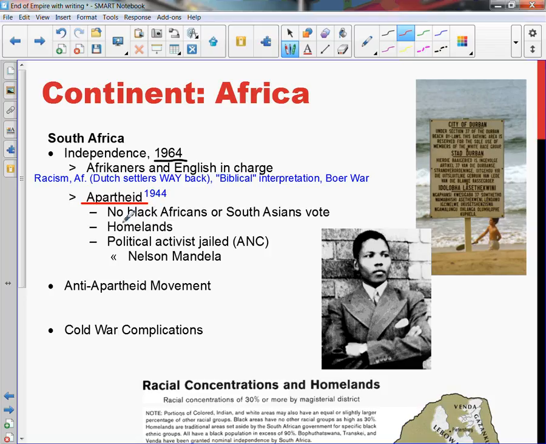Under the system of apartheid, out of the population of South Africa at the time, there were 4.5 million whites, so English and Afrikaners, and there were 23 million black Africans. And then there were 3.5 million people of mixed heritage, or people from South Asia who had migrated to South Africa as laborers. So none of these people were allowed to vote, black Africans or South Asians. And then the black Africans and South Asians were put into separate governing districts called homelands.